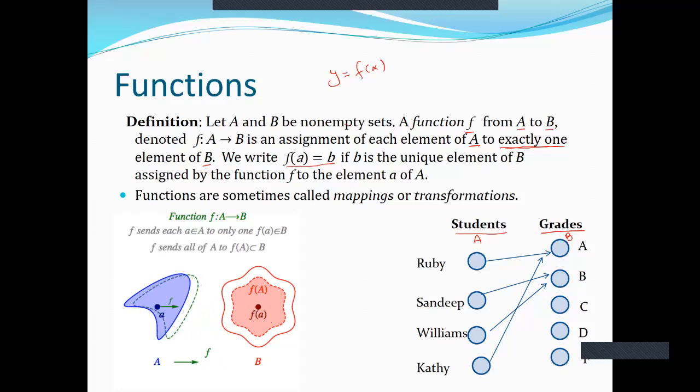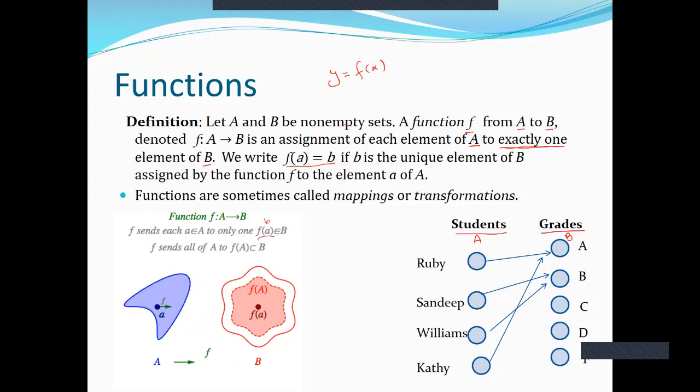Okay, so why do we write f of a is equal to b? Because b is the unique element of B assigned by the function f to the element a of the set A. So that's what I said: one unique element is assigned to each element of the set A, right? Here you can see the same thing in this animation. F sends each a that belongs to the set A to only one f of a, that is nothing but the b, right? F of a, an element of B, that belongs to B.